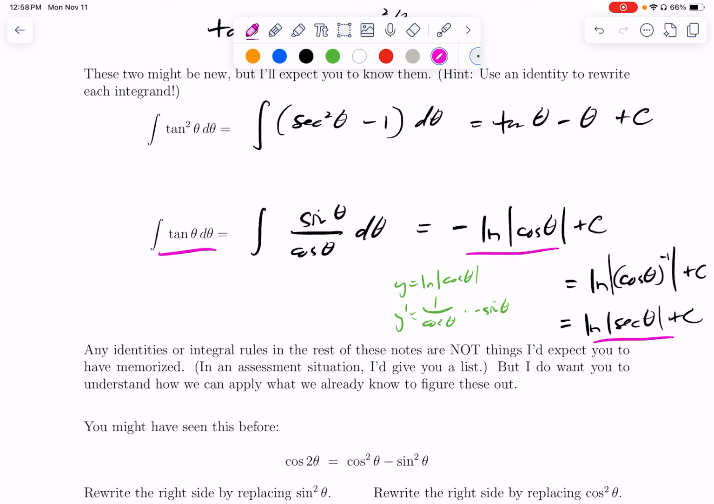Do you want to have this memorized? It's really up to you. If you simply remember that you can integrate tangent by writing it as sine over cosine and doing u substitution with natural log, you can recover it pretty quickly.